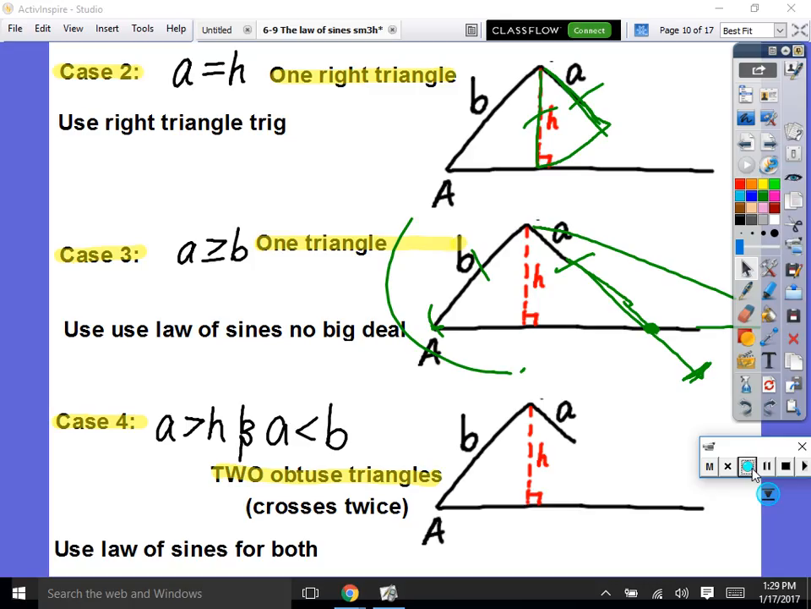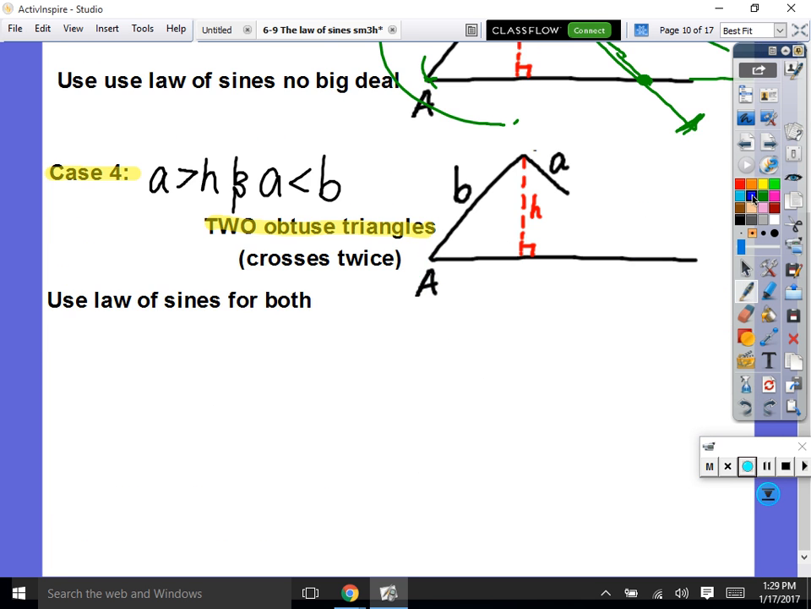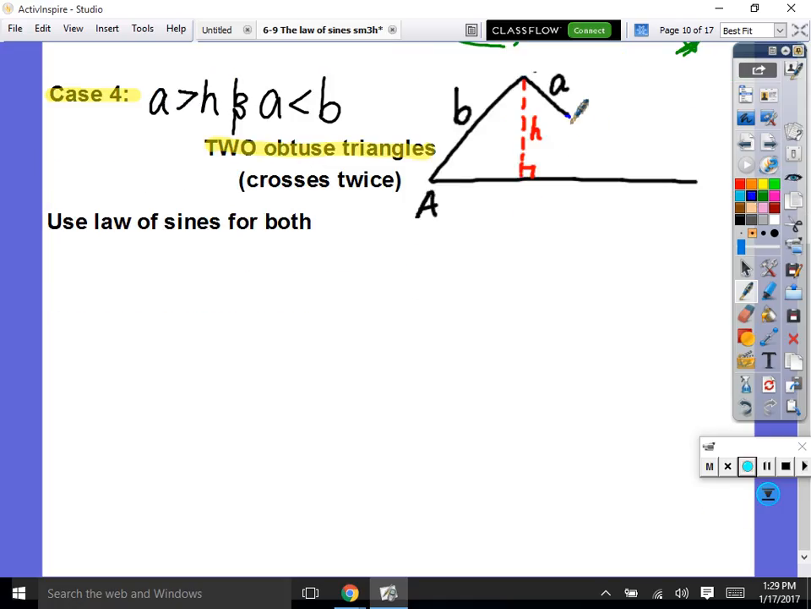So that was A, B. This is still side B, right? So this is still angle B. So this is C, C, A. So we have 2 triangles that happen when that happens. So what's happening is this. It's coming down, and because it's longer than the height, it's swooping and crossing there, creating that triangle. Then it's swooping, and because it's smaller than B, it's crossing there again. So now we have this other triangle.